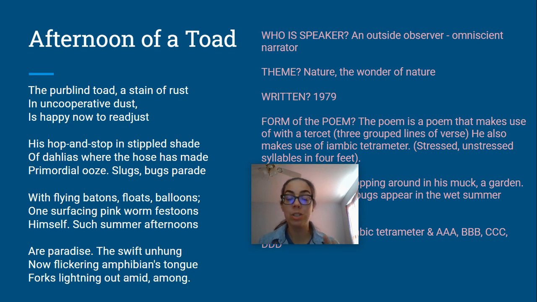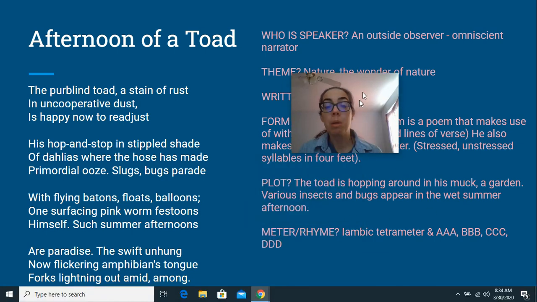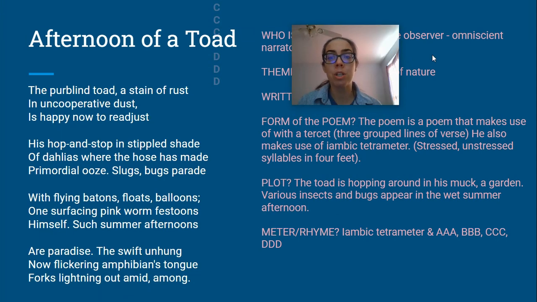So this is really difficult. Like this is just a poem about a toad, but he took a lot of effort into making this poem what it is. That's one of the reasons we're looking at it, because you just think it's a poem about a toad mucking about, but it's a really complicated toad. So the plot, like I said, is a toad hopping around in his garden, the insects and the bugs and the wet summer afternoon.